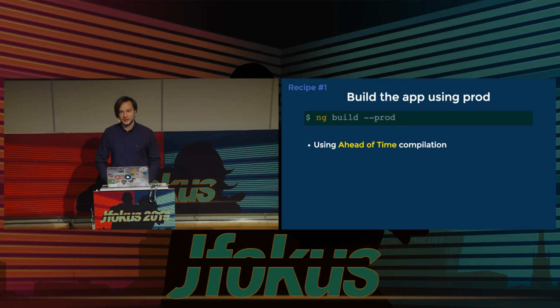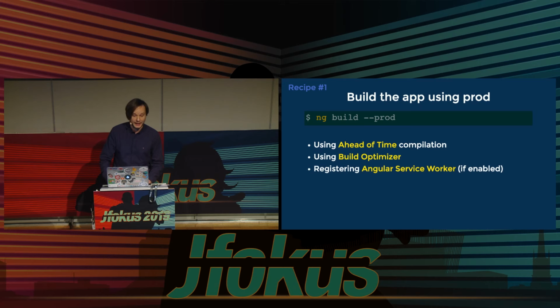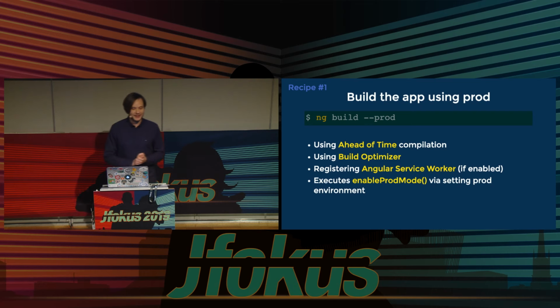First, we use AOT compilation. Yes, absolutely makes sense. Build optimizer tries to get rid of some unused code. The Angular team does its best. And the Angular service worker, if we use it, will be registered and processed only in production mode. And last but not least, it executes this method, so we at least do not do change detection twice, like in development mode. A bit later about change detection itself. So don't forget to use this.